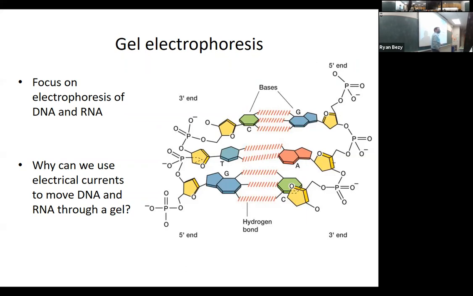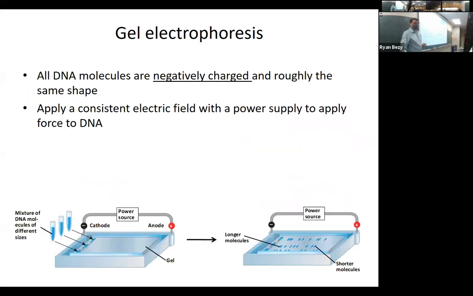Negative. And that means DNA and RNA are both highly negatively charged. And negatively charged things will interact with electrical fields. So we can apply an electrical current, an electrical field, and that will interact with the DNA molecules because they're highly negatively charged. Again, all DNA molecules are negatively charged, and all of them are roughly the same shape.